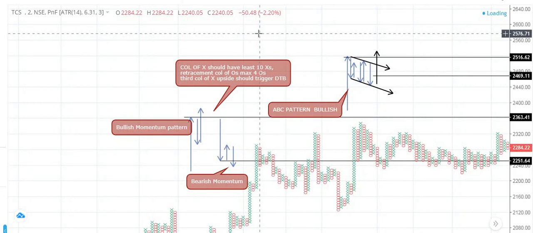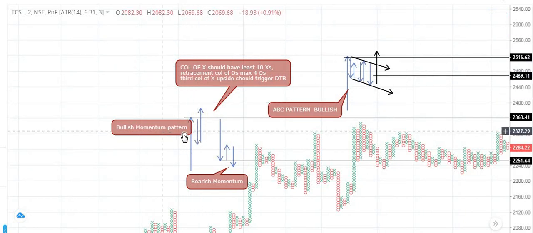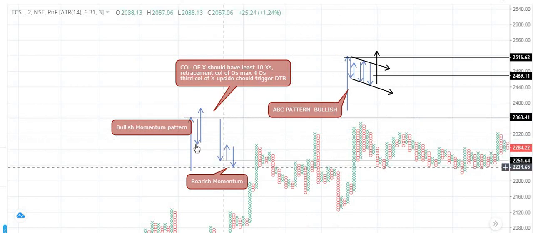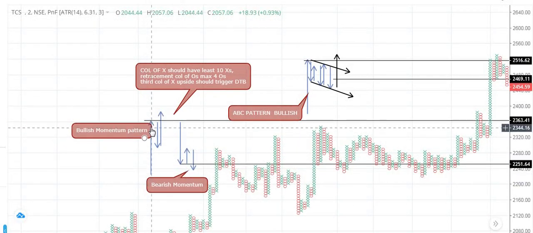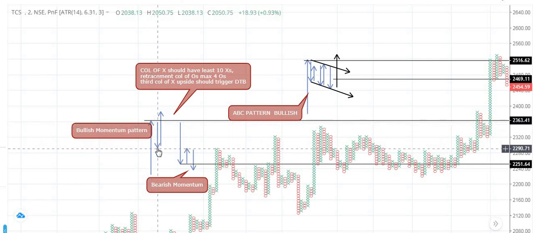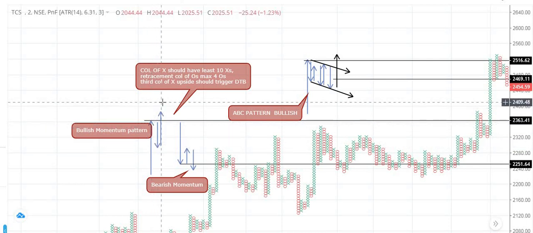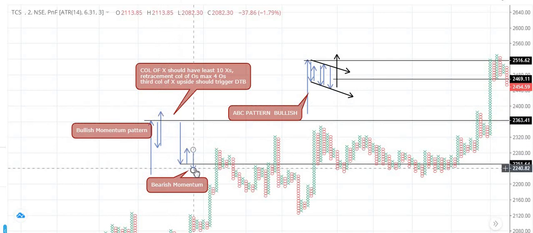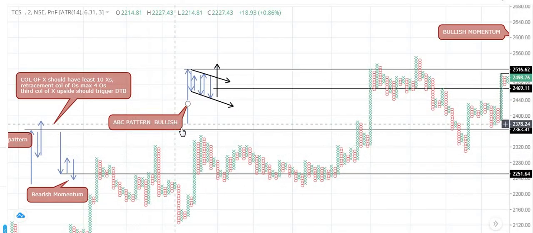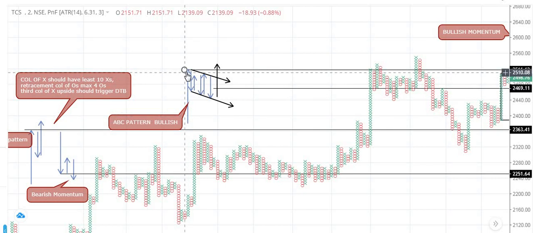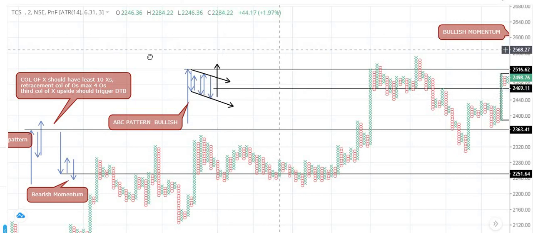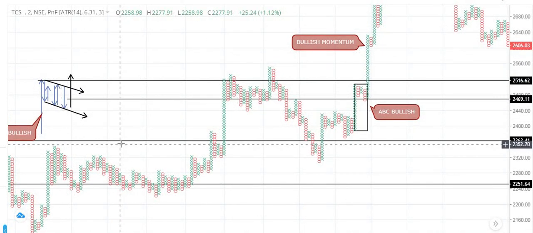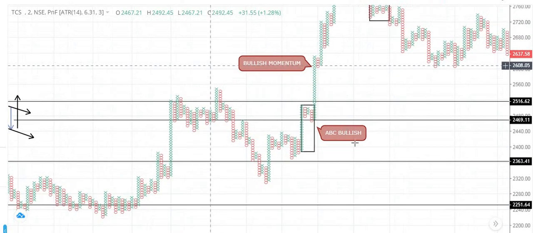So let's make a revision, guys. Bullish momentum pattern, minimum 10 axis or more, max 4 box retracement, and third column double top buy. Vice versa for bearish. ABC minimum 10 axis column, multiple columns of retracement or range bounded, then upside, and vice versa of this to the bearish.